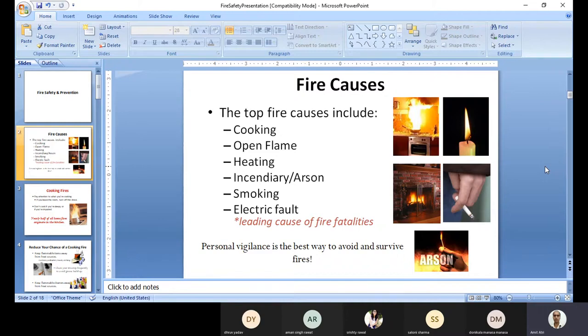Okay, like in the buildings, on every floor at some distance, the fire extinguishers are placed. That is one of the preventive measures which is being taken to prevent the fire, to minimize the risk.